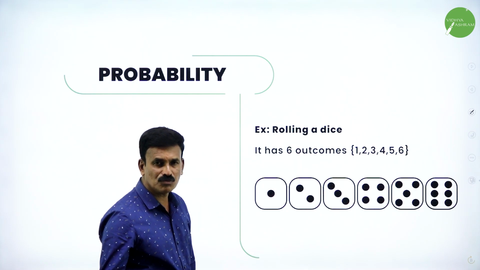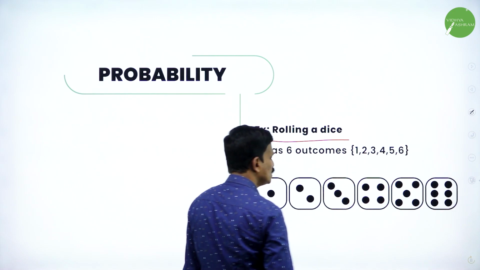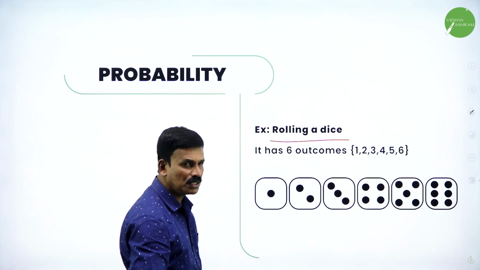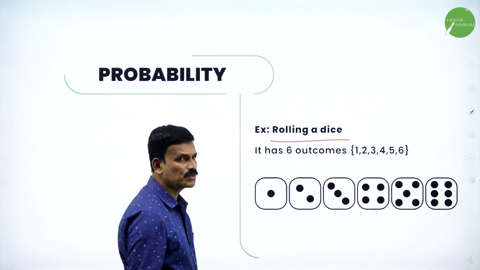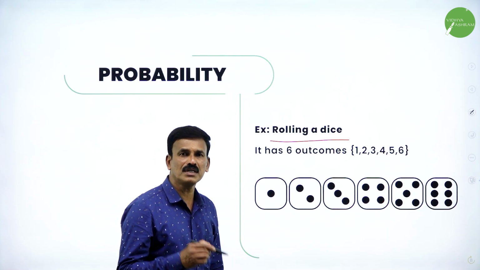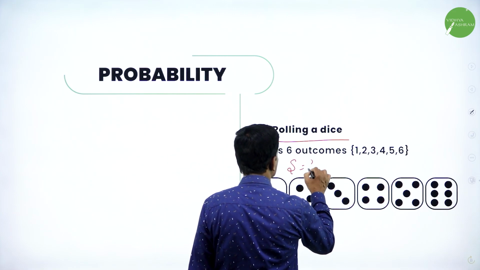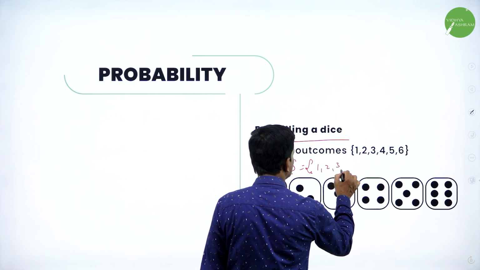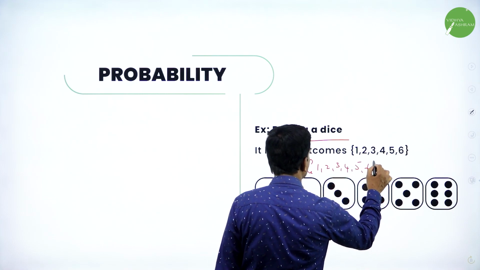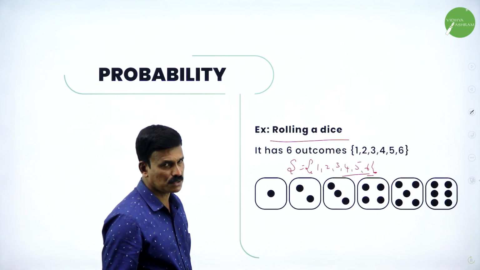Now let us take one more example. If a die is thrown, or rolling a dice, what are the possible events? It has 6 outcomes. You may get 1, 2, 3, 4, 5 or 6. So here S is equal to the outcomes 1, 2, 3, 4, 5 and 6. This is also an example of a random experiment.